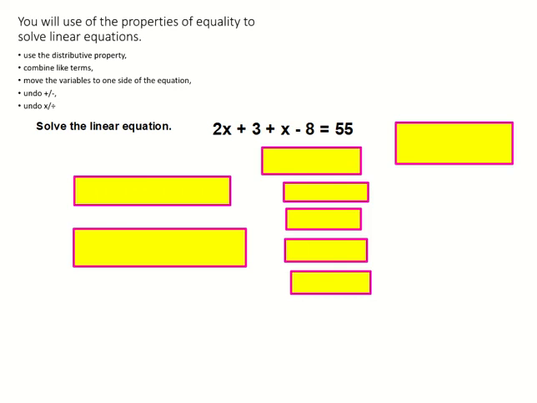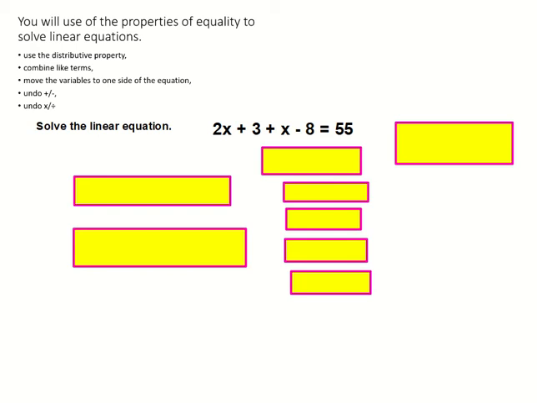We are going to use the properties of equality to solve linear equations. Our steps: we're going to use the distributive property, then combine like terms, then move the variables to one side of the equation, then undo adding and subtracting, and then undo multiplication and division. So let's start. Directions say solve the linear equation. And we're given 2x plus 3 plus x minus 8 equals 55.